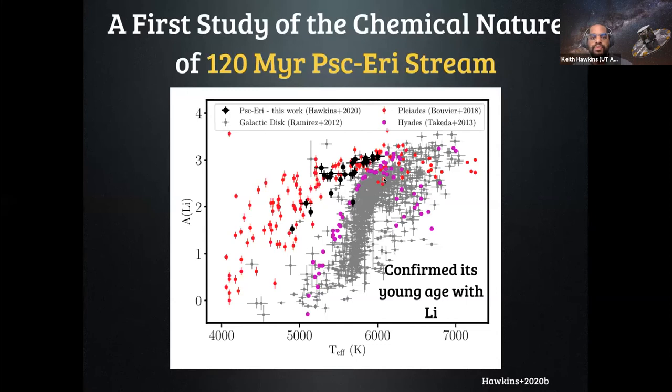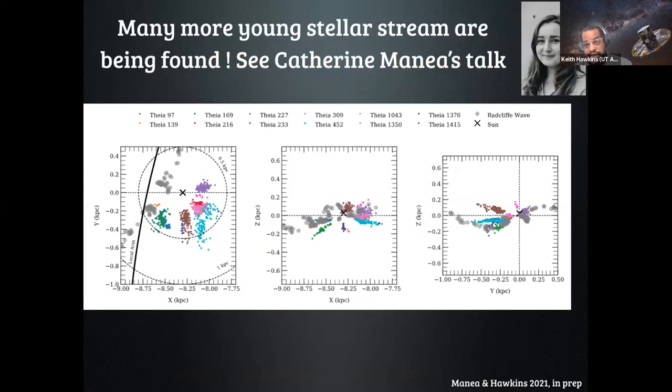A lot of these streams have been discovered over the course of the last year with Gaia data. And so we now are using GALAH data to try and figure out the chemical abundance patterns of those newly discovered streams and their lithium abundances. I'll leave it to Catherine Manea, who's speaking later on in the session, to discuss that.